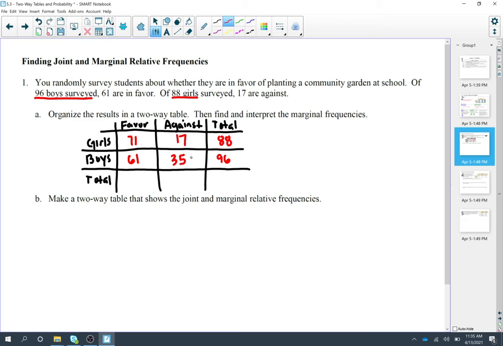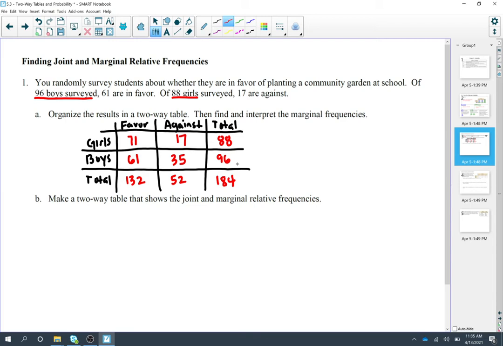And then I'm going to finish up my totals here. So I'm going to add 71 and 61, 132. 17 plus 35 is going to give me 52. And then the total of both of those, we're going to have 184 total girls and boys surveyed.